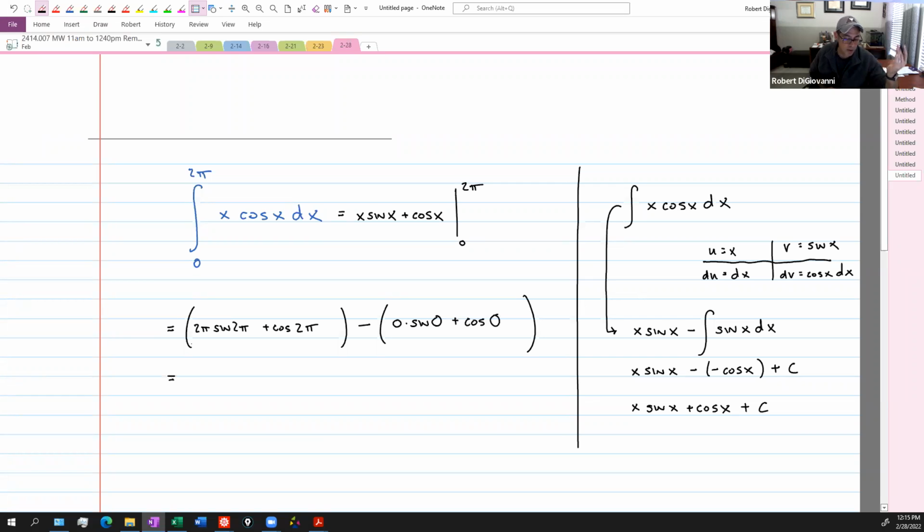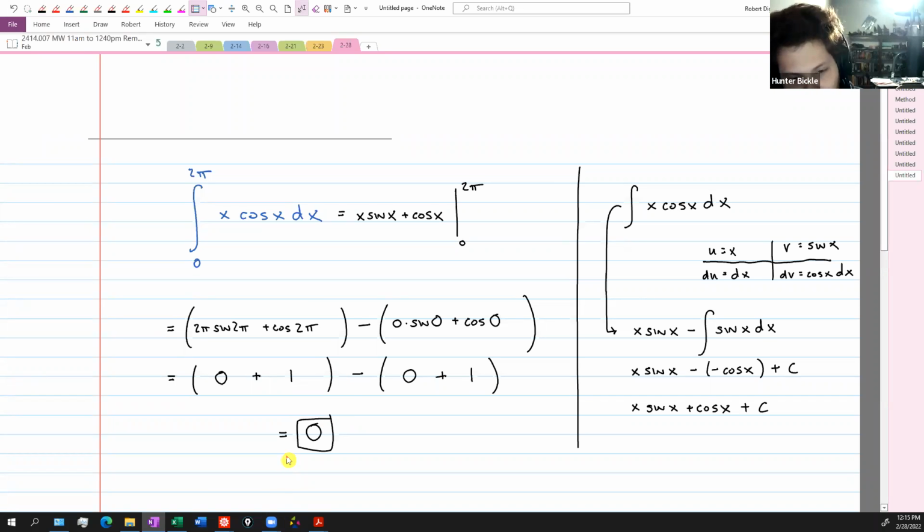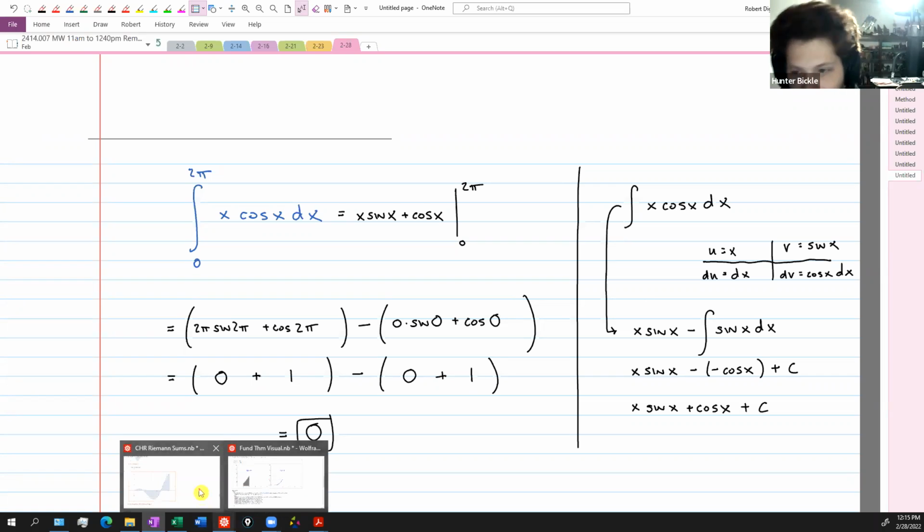And yeah, you need to know what sine of 2 pi and cosine of 2 pi are. So sine of 2 pi is 0, plus cosine of 2 pi is 1. And then minus, let's see, this is 0, and then cosine of 0 is 1. And so at the end of the day, you just get 1 minus 1, you get 0 again. It just happens to be 0 here. It's not always going to come out to be 0. All right. Every area under the curve is 0. That's what I'm seeing here.